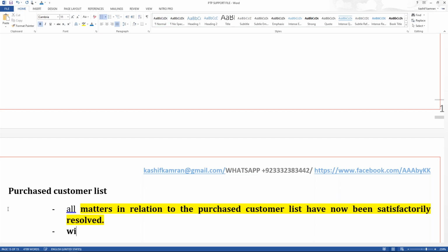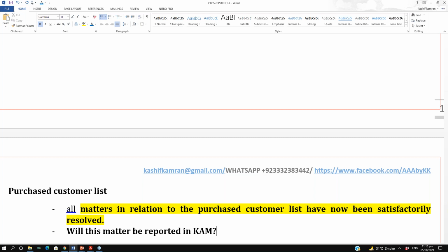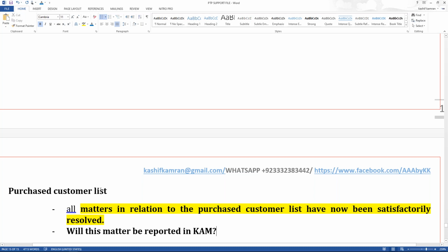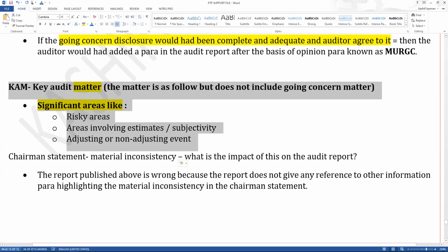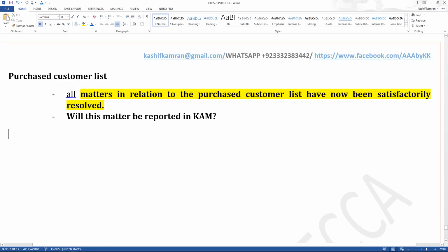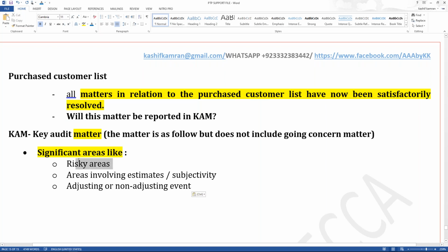Now my question to all of you is, will this matter be reported in CAM? Let's see who is a good student. I just gave you a definition of CAM. Those of you who are saying yes, you are brilliant students. And those who are saying no, you need to revise your knowledge of CAM. Look at the definition of CAM I just wrote in the session today. CAM is a matter which is a high risk area. CAM is a matter which is an area involving estimate and subjectivity. CAM is for significant adjusting and non-adjusting events. Is the purchase customer list not meeting the definition of an area involving estimates and subjectivity, everyone?